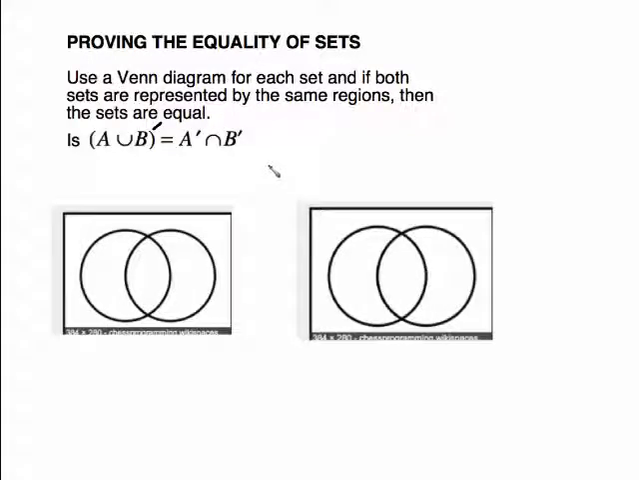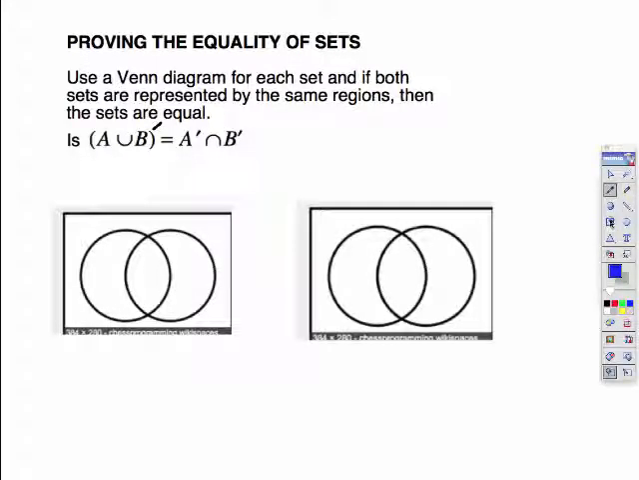Now, this is something a little different. You're being asked to prove that two sets are equal by using a Venn diagram. So I want to know, is the complement of A union B equal to A complement intersect B complement? The only way to do this is just to do one at a time, color things in, and see what's left. To do the complement of A union B, remember what A union B is. A union B is all of this.